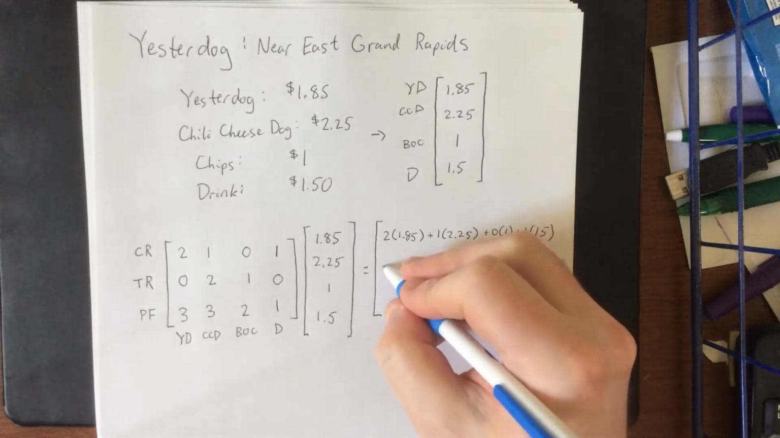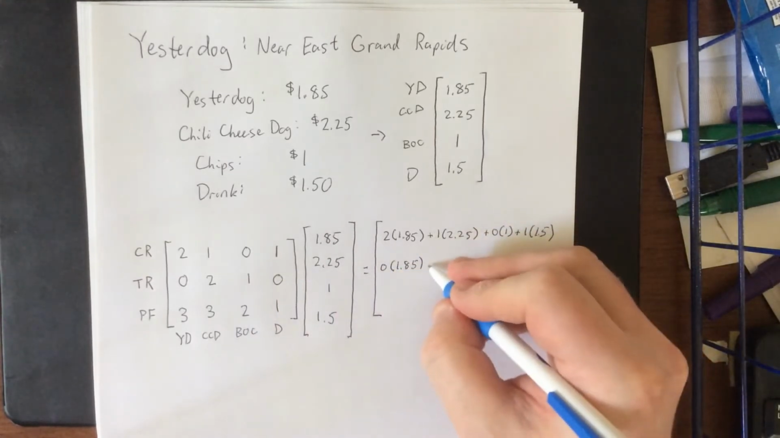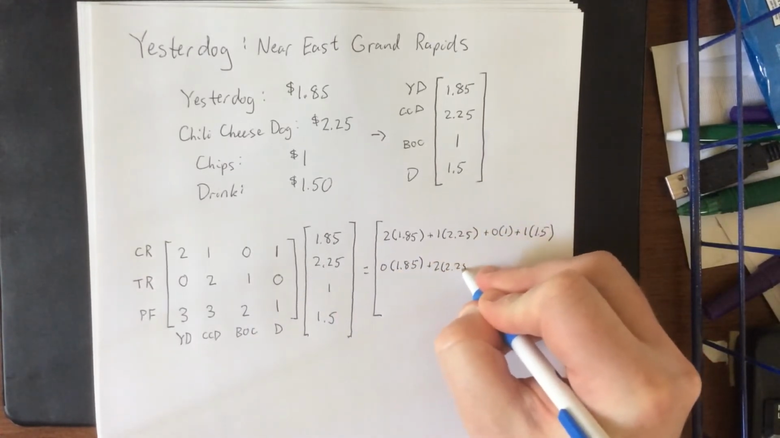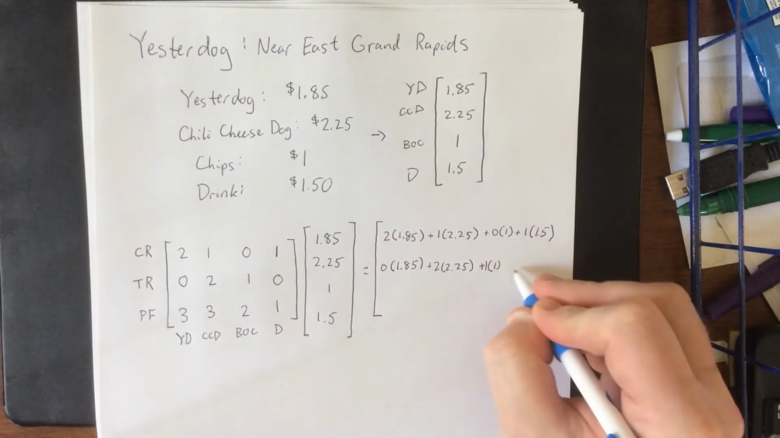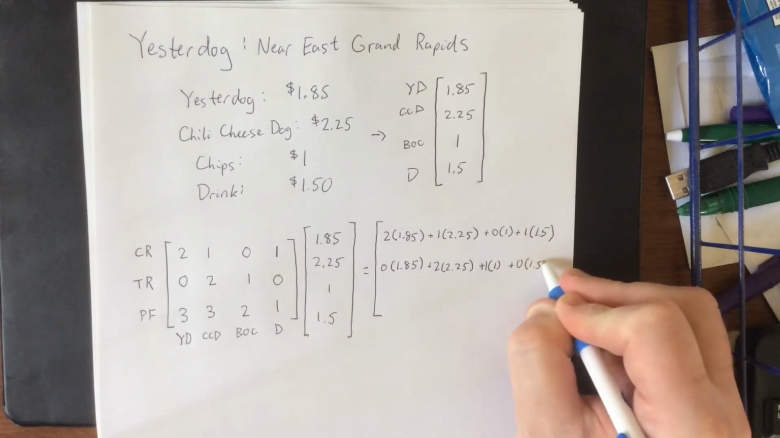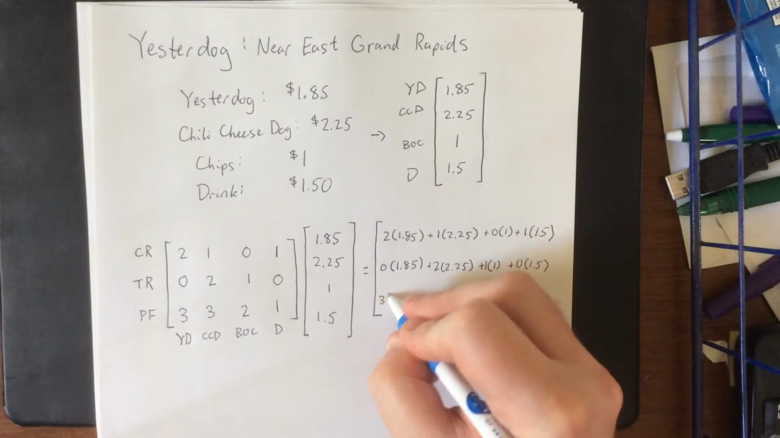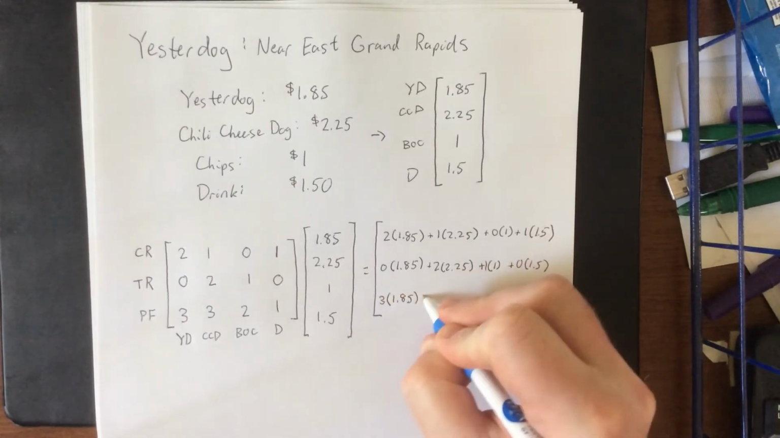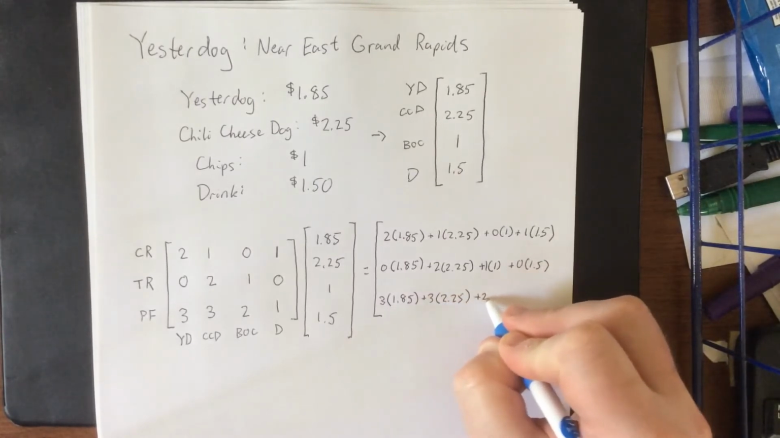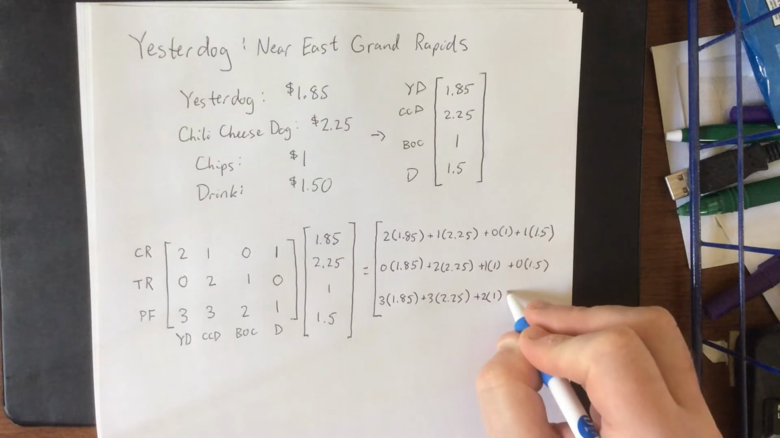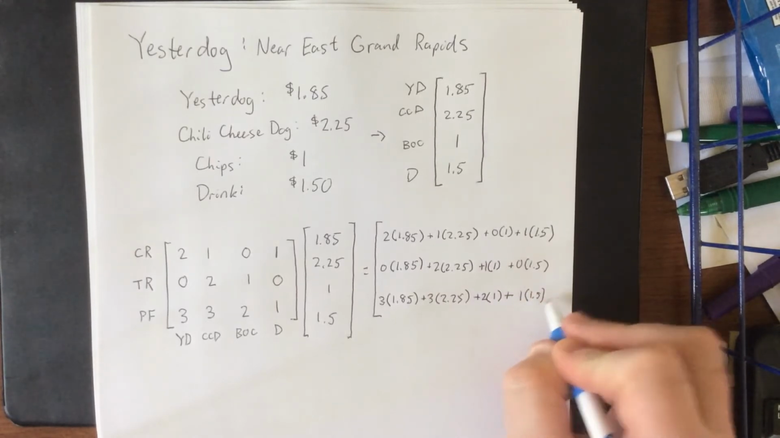Trisha, she's going to get no Yesterdogs, so 0 times 1.85. Then 2 times $2.25. You get that bag of chips as well, so 1 times $1, and then 0 times the drinks. And then there's this guy who gets 3 Yesterdogs, 3 chili cheese dogs, 2 bags of chips, we'll say 1 barbecue, and 1 nacho cheese. Yeah, that sounds right. And then $1.50.